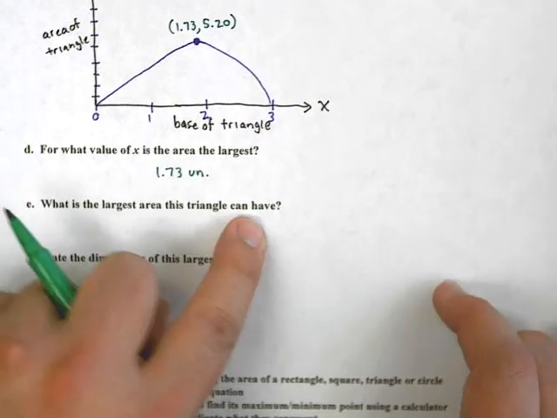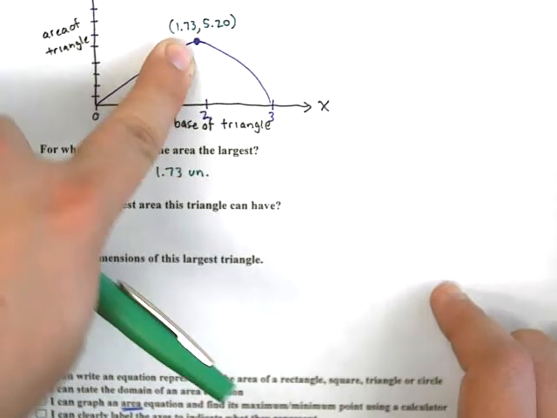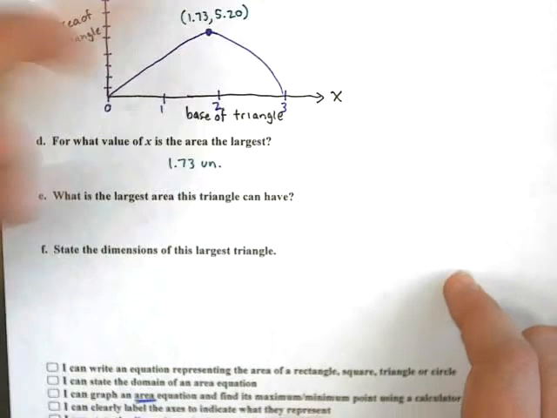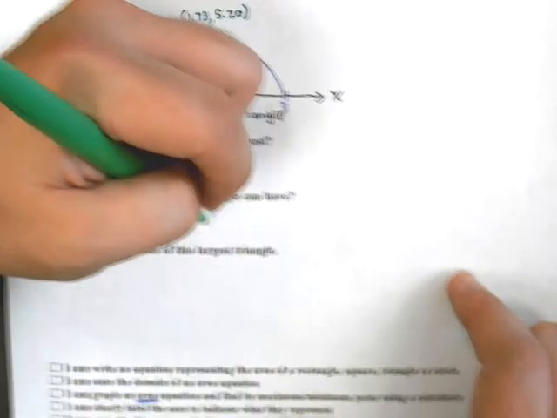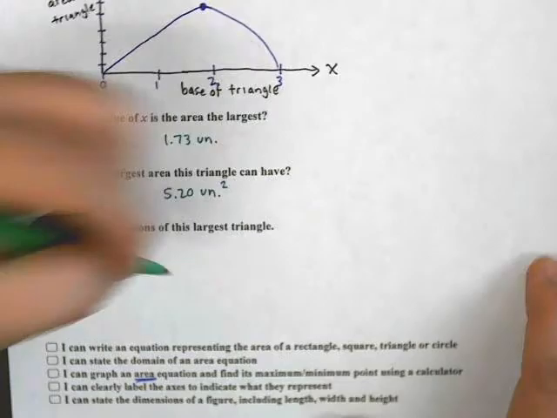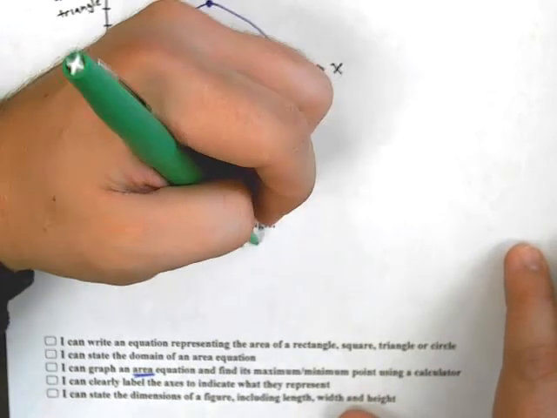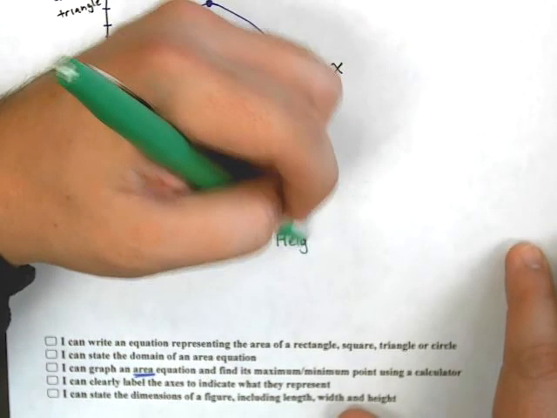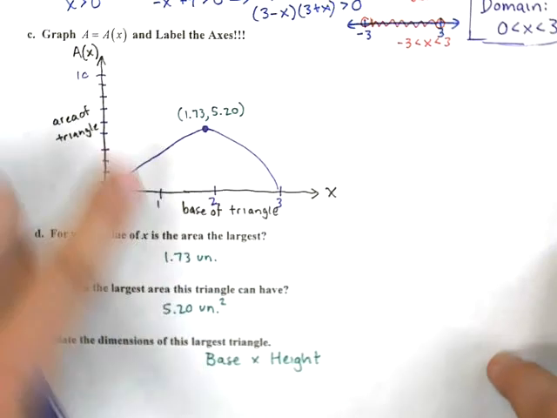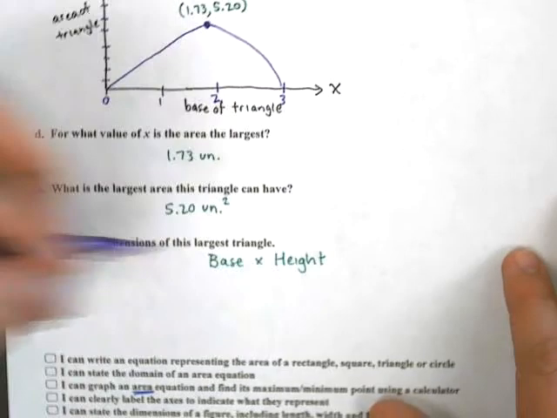What is the largest area? Again, this point represents the largest area. But you have to remember and make the connection. Area is along the y-axis, so I'm looking for the y value. All right, getting there, almost done. Last thing, dimensions. We need the base of the triangle, we need the height of the triangle. We already know the base. How do we know the base? Because the base is just x. So my base is 1.73.